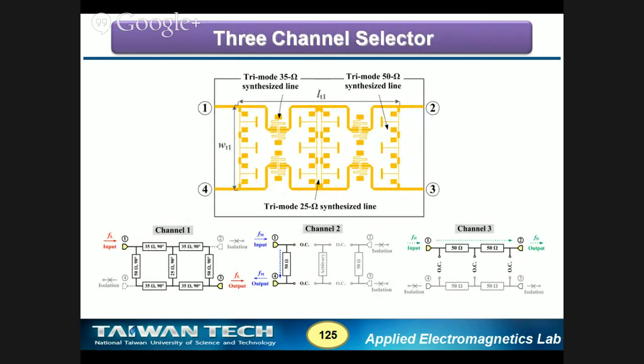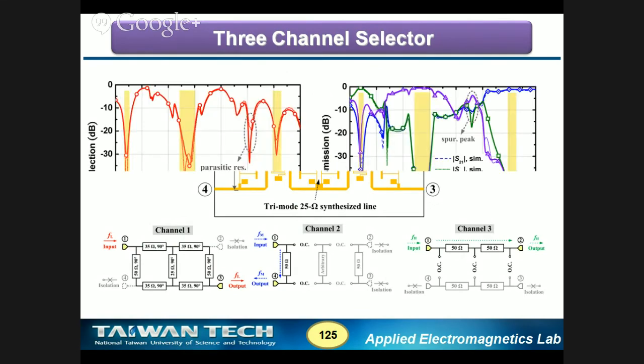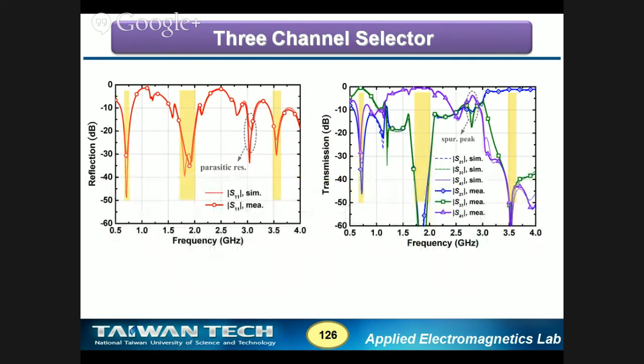In the low band, pole 1 to pole 3. In the mid band, pole 1 to pole 4. And in the high band, pole 1 to pole 2. And we have good isolation between them. This is the low band at 0.7 gigahertz, this is the mid band at 1.8 gigahertz, and this is the high band at 3.5 gigahertz.